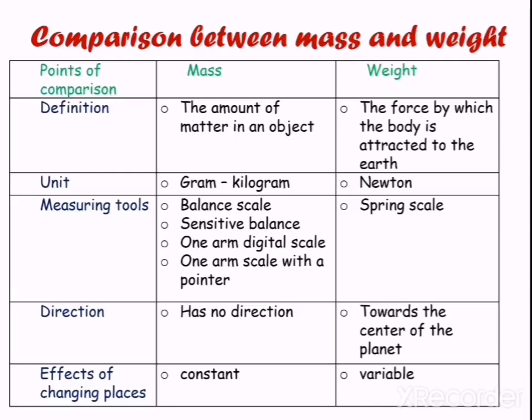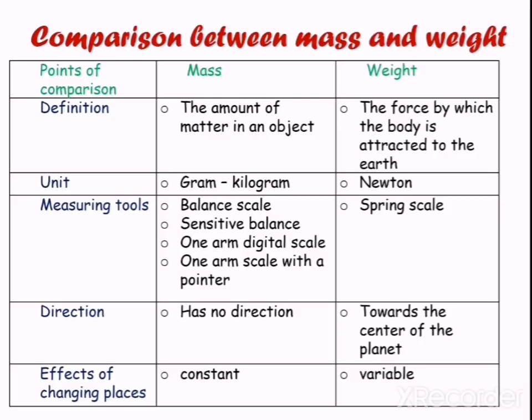Now we can make the comparison between mass and weight. In the definition and the units and measuring tools, directions and effects of the changing place. What is the definition of the mass? Mass is the amount of matter in an object, while the weight is the force by which the body is attracted to the earth. Mass is measured in gram and kilogram, but weight is measured in Newton.